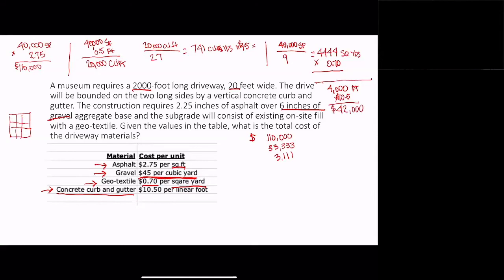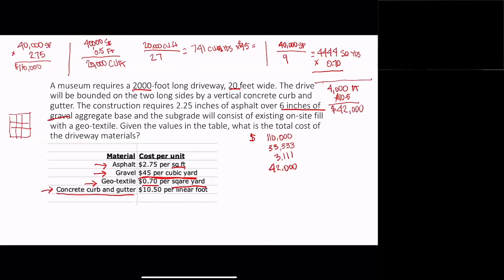All right, so we'll add that $42,000. Now, as always, do not look at these just as numbers, just kind of magic symbols. This is real money we're talking about. So we say, okay, where's the big cost? Well, the big cost is in 3 of the 4 things. It turns out the geotextile is pretty cheap, but the asphalt is very expensive, and the gravel and concrete curbs are pretty expensive as well.